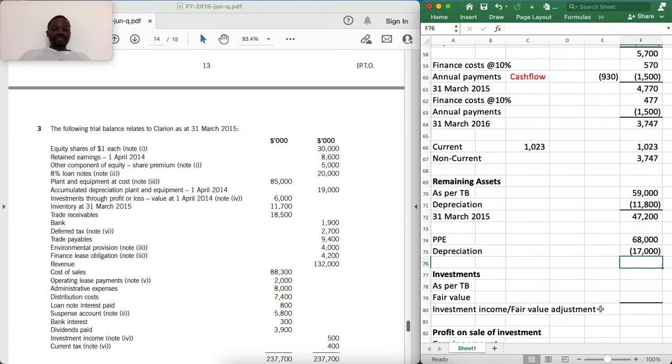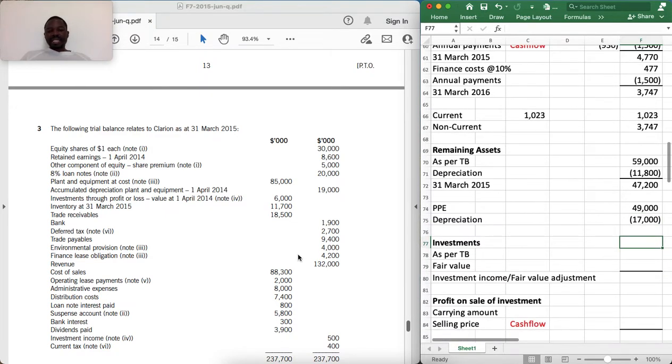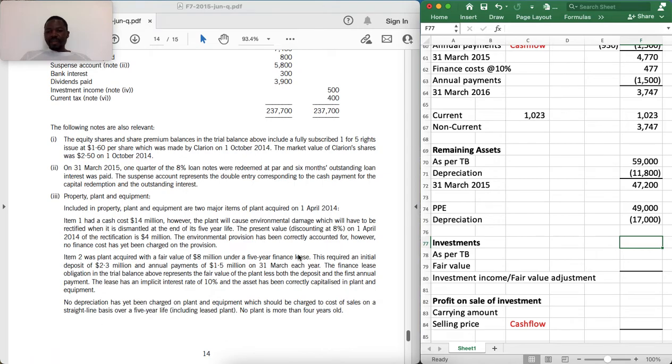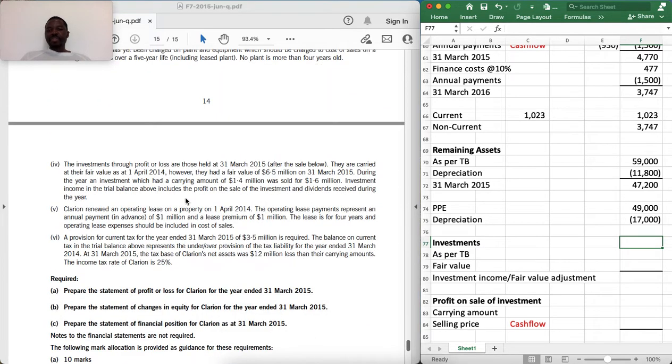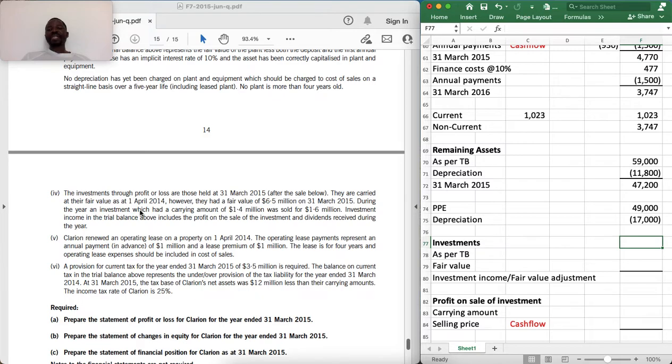Now, here we forgot to less the accumulated depreciation. We get the assets like that as 49. Now we are finished with that note. Let's go to the note with the investments.